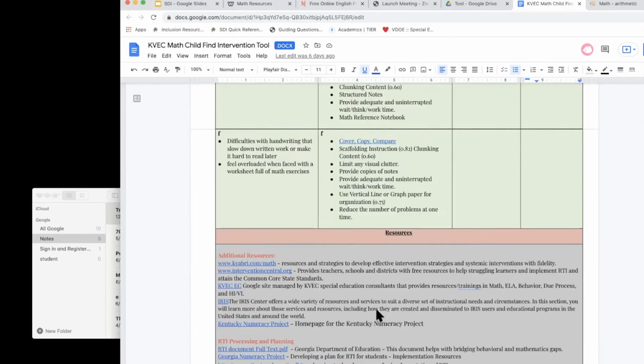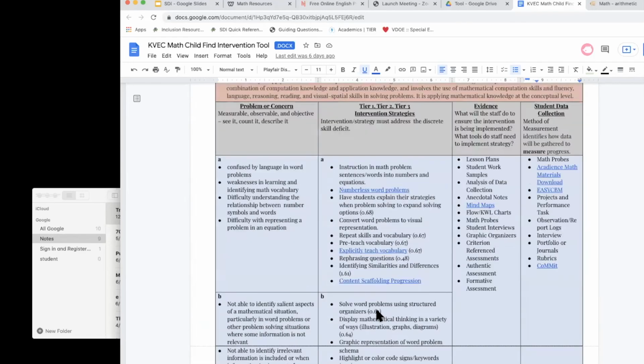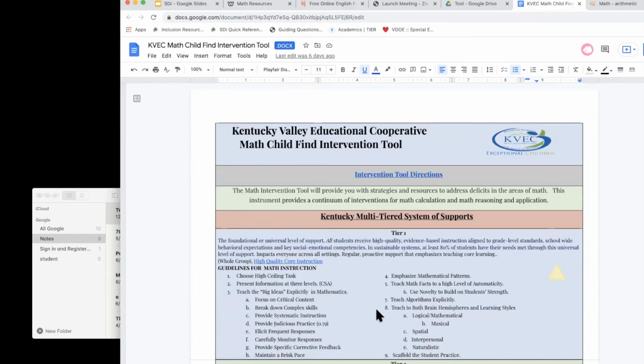So like I said, this is the tool we use. We've developed it. We tried to put as much stuff as we could for you guys in there.